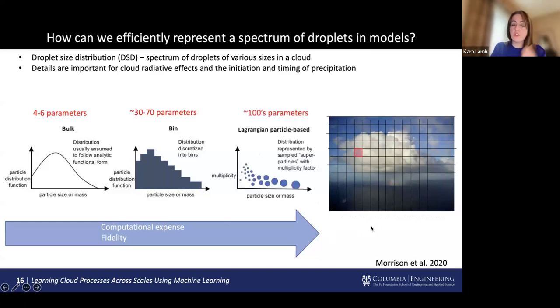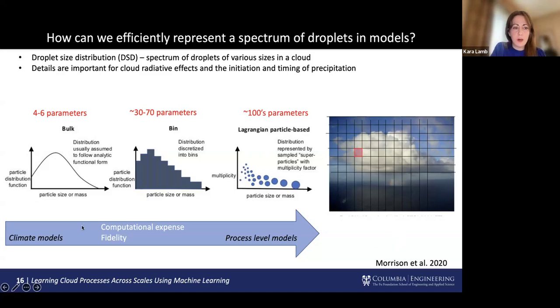And in the last couple of years, there's also been a lot of work on these Lagrangian particle-based approaches. These are conceptually different from the bulk or the bin in that we're no longer tied to the model grid box. We actually advect some representative superparticles around with the flow fields, but these are extremely computationally expensive. We would need something like hundreds of these super droplets relative to each model grid box to be able to accurately represent or predict the evolution of the cloud. So these are really limited to smaller scale process level studies.